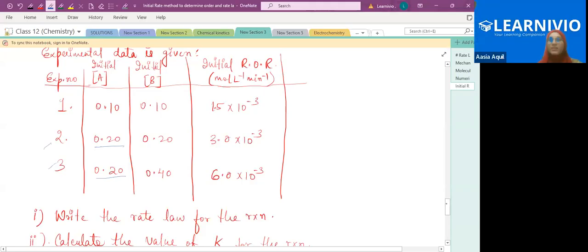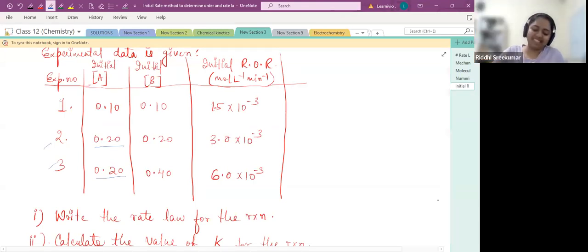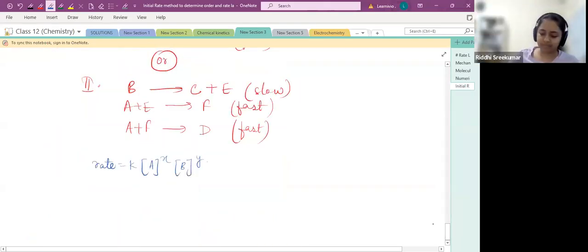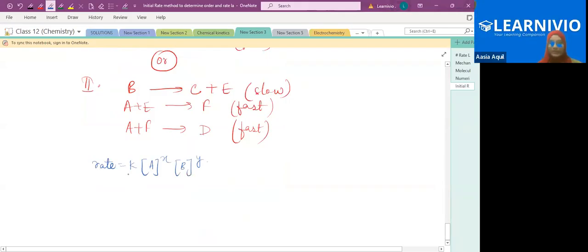I just told you, whether it's complementary or yours, just always write x and y. Don't be confused in that. Just always take x and y if the order is not given, right? So the rate for the general reaction will be this.